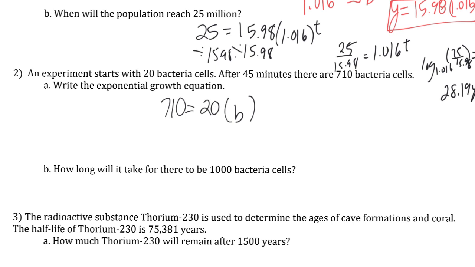Okay, so we need to get some antibiotics. Anyway, 45 minutes is the time. Divide both sides by 20. So you've got 710 over 20. You could cross out the zeros if you wanted to, equals b to the 45th.